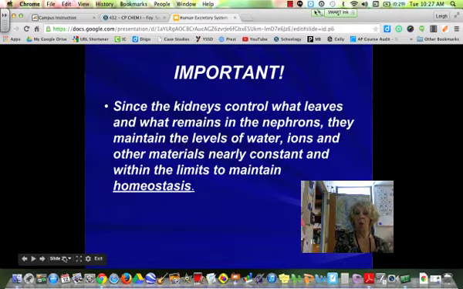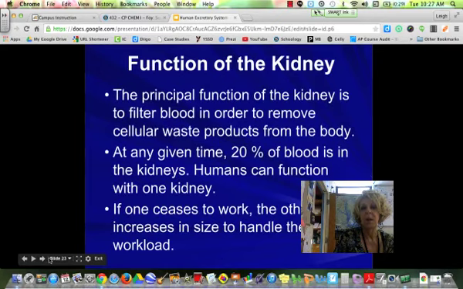So homeostasis, creating a balance, maintaining a balance. The kidneys are one of our major homeostatic organs because it's going to control what leaves the body and what stays in the body in this process of producing urine. At any given time, about 20% of human blood is in our kidneys. Humans have 2 kidneys. We can only function with one, and so you have a lot of heroic people that donate a kidney to people that have kidney failure, and they live just fine with one kidney.